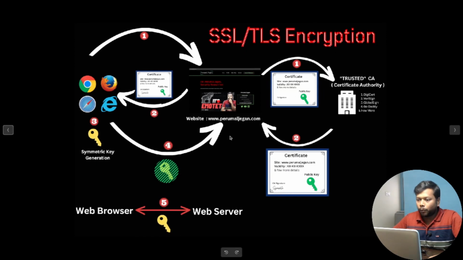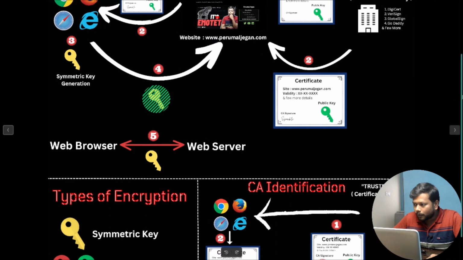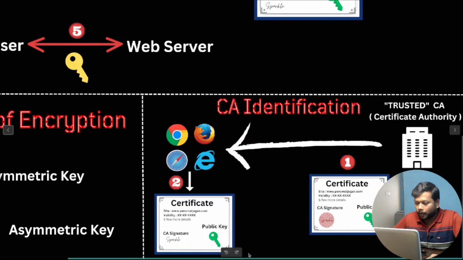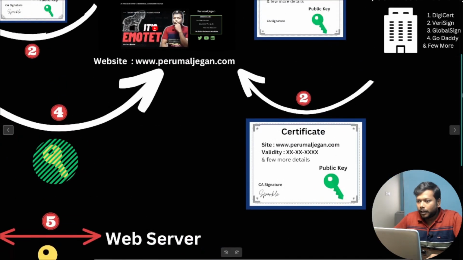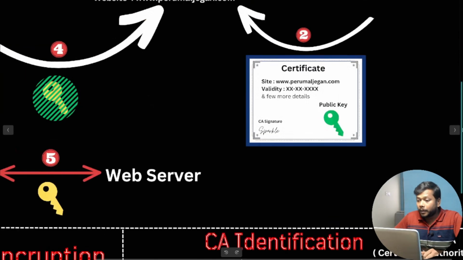I was thinking of explaining one more thing. Look at this one. Let me zoom in a bit. The CA identification. This is another important thing in SSL and TLS. While I was talking about this step, the trusted certificate authority, what is the relationship between this trusted CA and the browsers? If the trusted CA authorizes a website, why should this web server obey that order? Why would it obey that signature? How does it identify that it is signed by the trusted CA? Let me explain that as well.